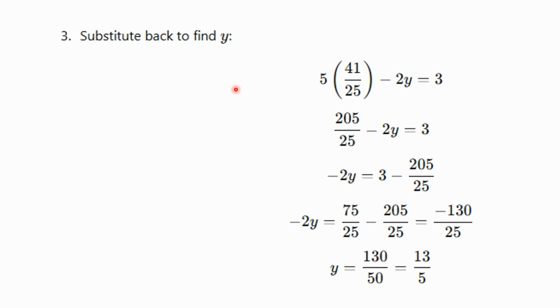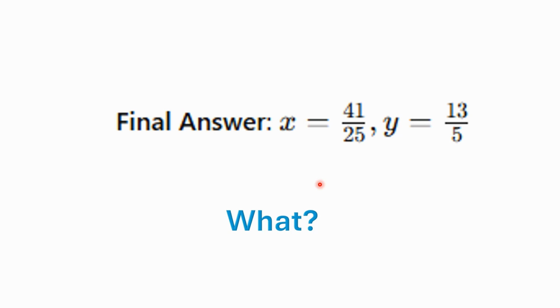Then they go through this whole long thing saying substitute back to find y. So they go back to the original equation, substituting. They go through all this stuff and they just say, oh, look, y is equal to 13/5. Well, let's go back and double check them on this. ChatGPT claims that x is 41/25 and y is 13/5. And I say, what? What are you talking about?